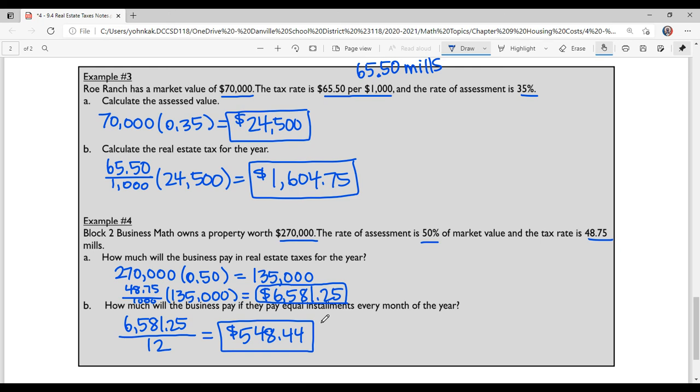All right, so that's how you calculate real estate taxes. Again, real estate taxes can vary considerably depending on where you live, what kind of city you live in, how big of a house you live in, what the house looks like on the outside, and so forth.